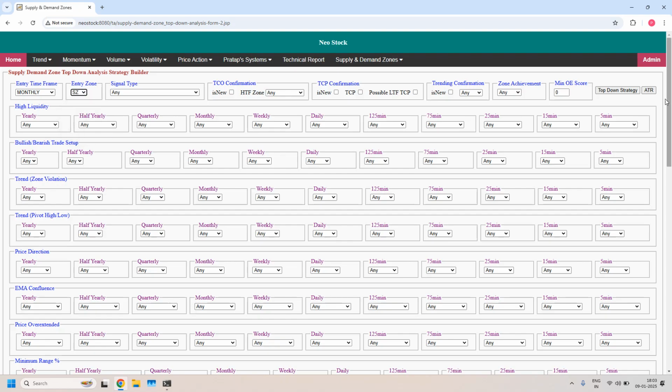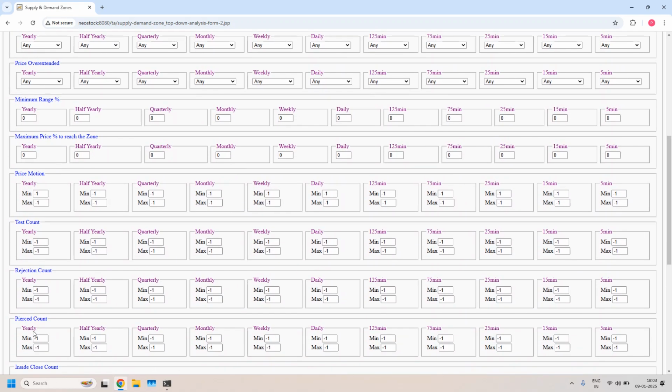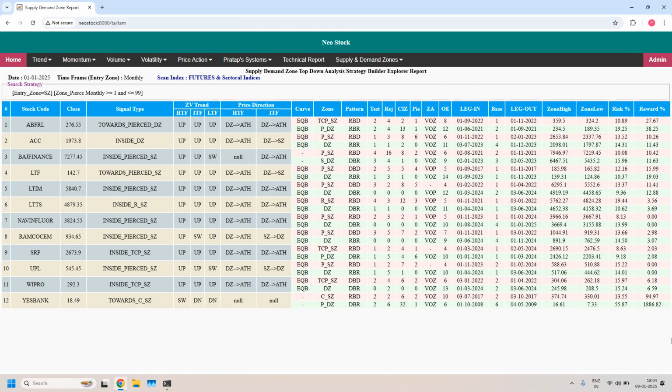For the supply zones, pierced count at monthly time frame, minimum 1 should be pierced. Supply zones, maximum any number. I'm giving a big number. Let's filter. We got 12 stocks with pierced monthly supply zones.